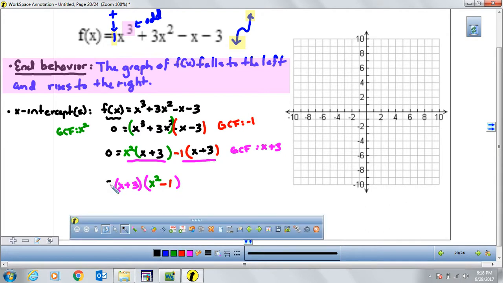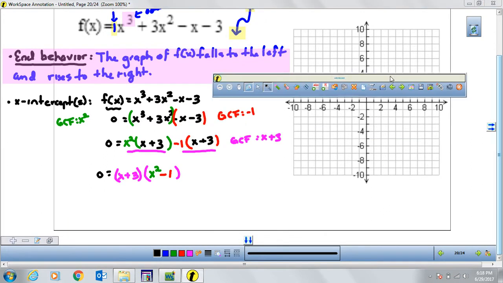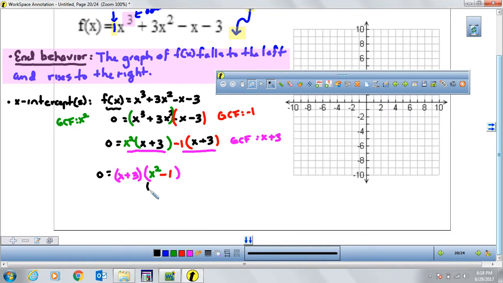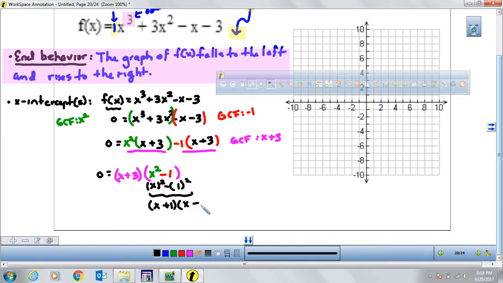Now remember that in this polynomial, we can factor further. Why? Because we still have an x squared minus 1. We still have a square, so we can still factor that polynomial. This one is a difference of 2 squares. We can write it like this: a squared minus b squared, which is x squared minus 1 squared, equals x squared minus 1. Right? So this is a and b is 1. So the factors for this will be a plus b, which is x plus 1, times a minus b, which is x minus 1. And then we're going to bring this factor down, which is x plus 3.